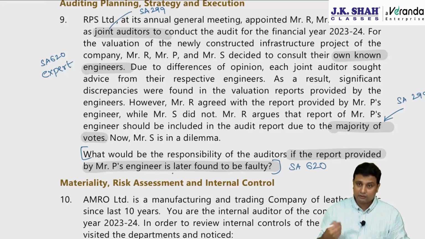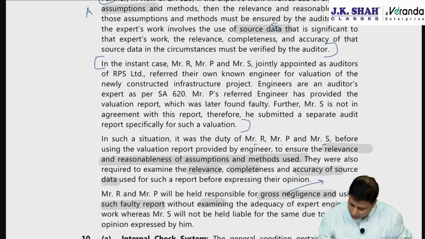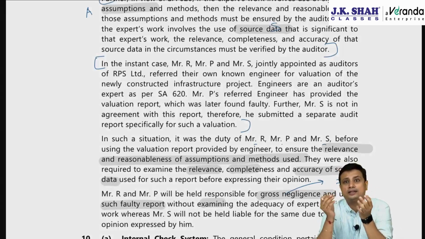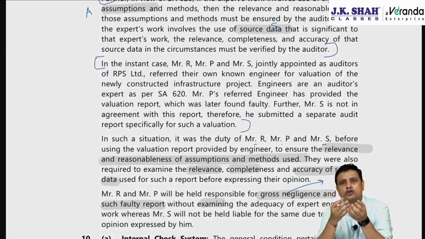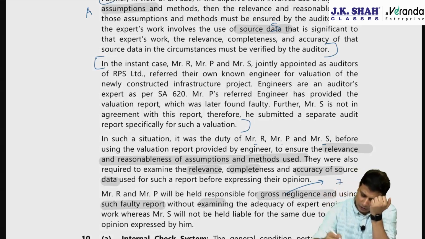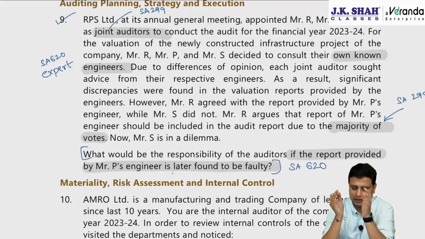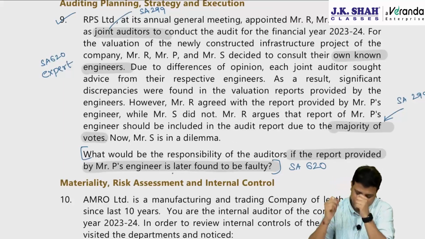But for example, if we were supposed to talk about professional ethics as well, since there is gross negligence, we can also talk about clause 7. So we can also talk about clause 7 of part 1 of the second schedule, that since there was gross negligence, they did not examine everything. So if professional ethics was to be included, we would quote that point as well. So this was SA 620.